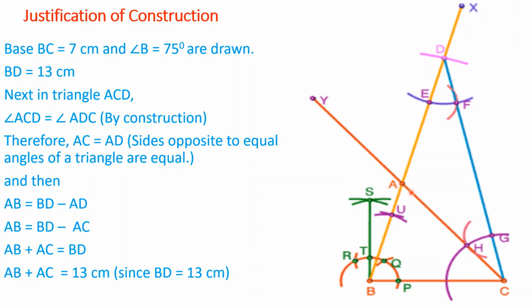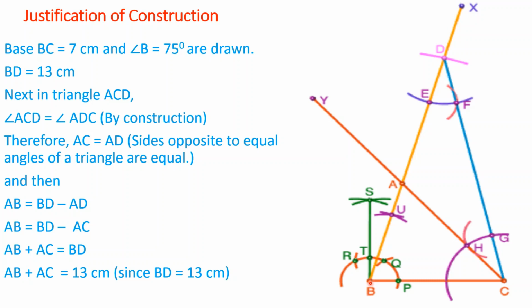Again you see ACD is a triangle in which angle C and angle D are equal. Opposite side of angle C is AD and opposite side of angle D is AC. So AC equal AD.